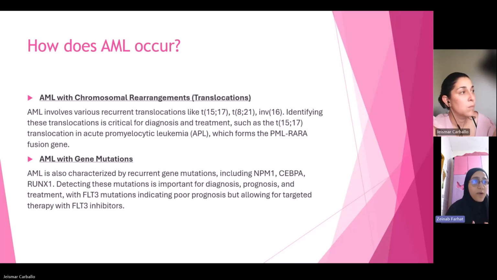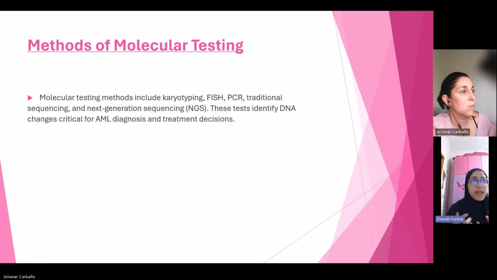Now, coming to the part of how we do the molecular testing for AML, we could use karyotyping, fluorescent in situ hybridization, PCR, traditional sequencing, and next generation sequencing. All of these methods help us to identify the DNA changes, whether translocations or mutations that are occurring, and will help us to diagnose that disease.